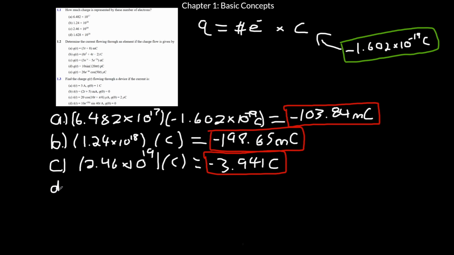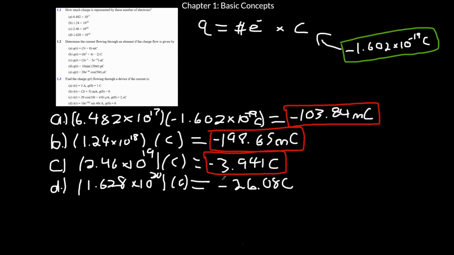And then for D, we're going to have 1.628 times 10 to the 20, and that is going to be in coulombs. So that is just going to be equal to, wow, negative 26.08 coulombs. So these are the answers you should have gotten if you plug this into your calculator correctly. Again, I would store this as a value in your calculator. Could be useful, especially if you're in an electrical class like this.